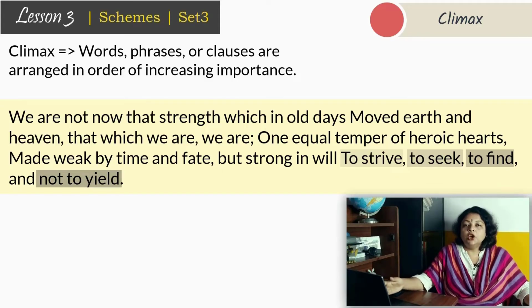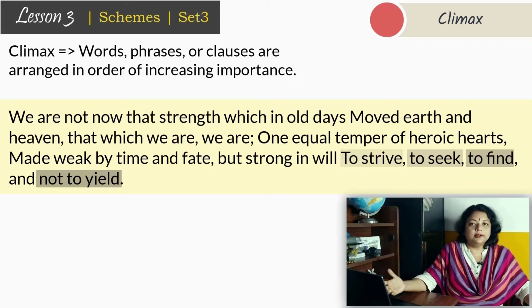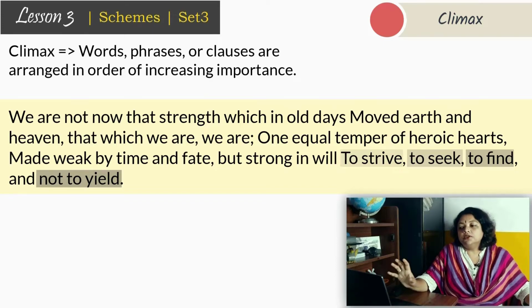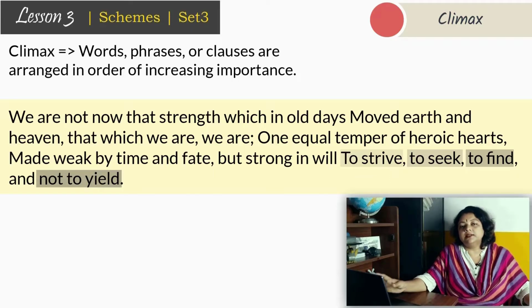So when these words are used in the last line, strive, seek, find, and finally not to yield. Yield means surrender. So the most important thing for Ulysses here is that he is not willing to surrender to anything. Alright, he might find things in the process, he might look for things in the process, but the most important thing is he will go on, he will not yield, he will not surrender. So in this line we have 4 things: strive, seek, find, yield, or rather not yield, where not yield is the most important thing. So this is arranged in a climactic fashion. So this is an example of climax.